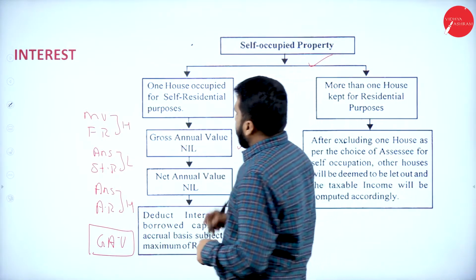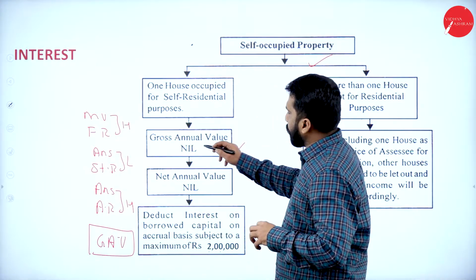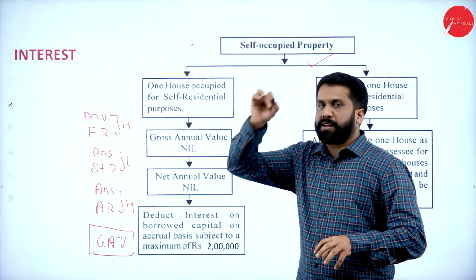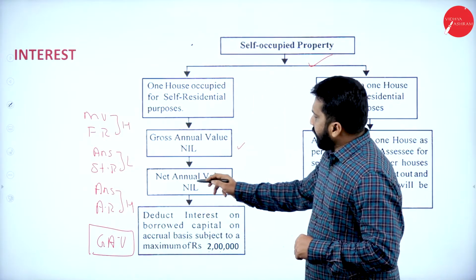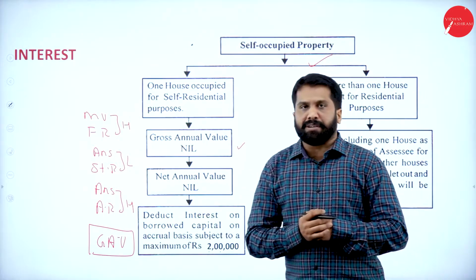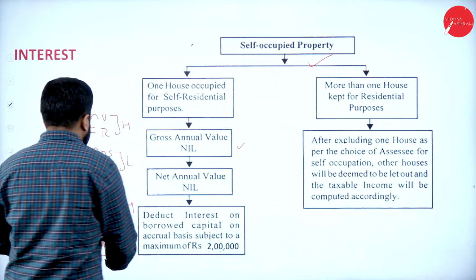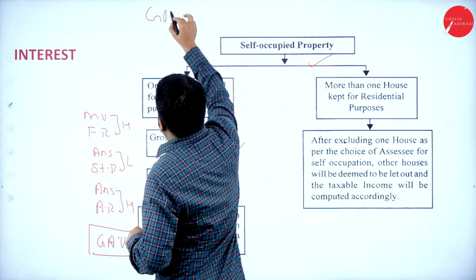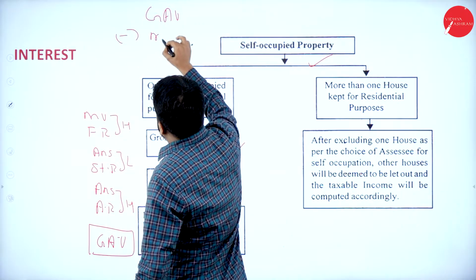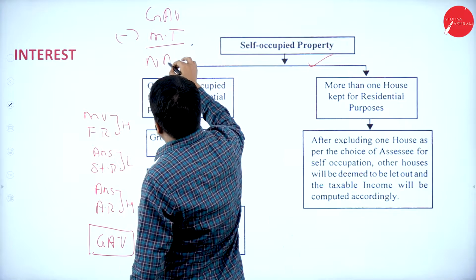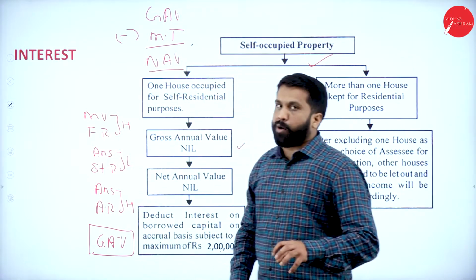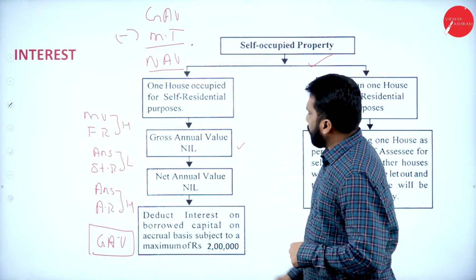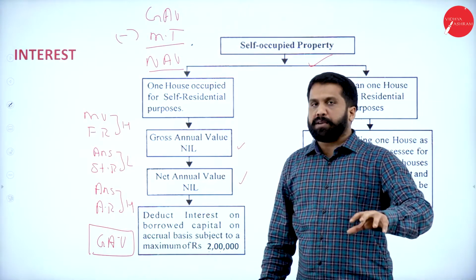Now, if it is self-occupied, your gross annual value is always 0. Then net annual value is also nil. What is the net annual value? Gross annual value minus municipal tax gives you net annual value. If it is self-occupied, we cannot claim even the municipal tax paid. So this is also nil, 0. Up to this you understood?